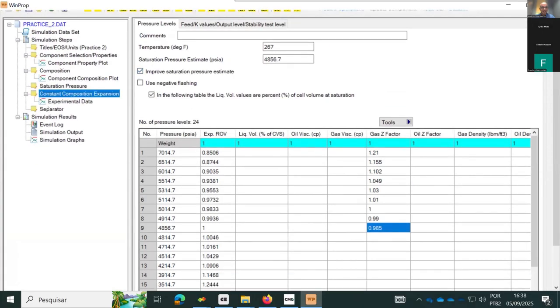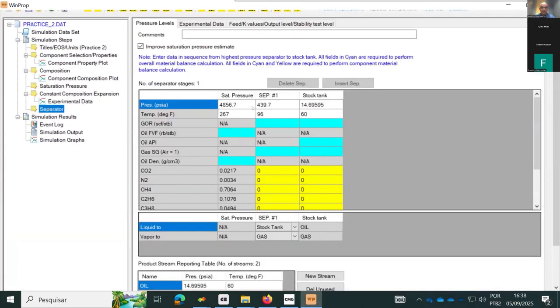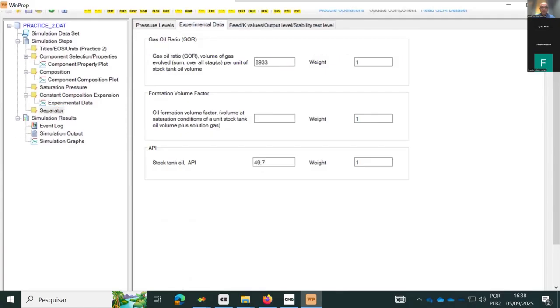Great. And the separator, I have one single step of separation. So I included the pressure, the separation pressure, including the atmospheric pressure and the temperature. And in the second tab, I included the GOR and the API of the condensate. Okay, very light oil because it's a condensate.